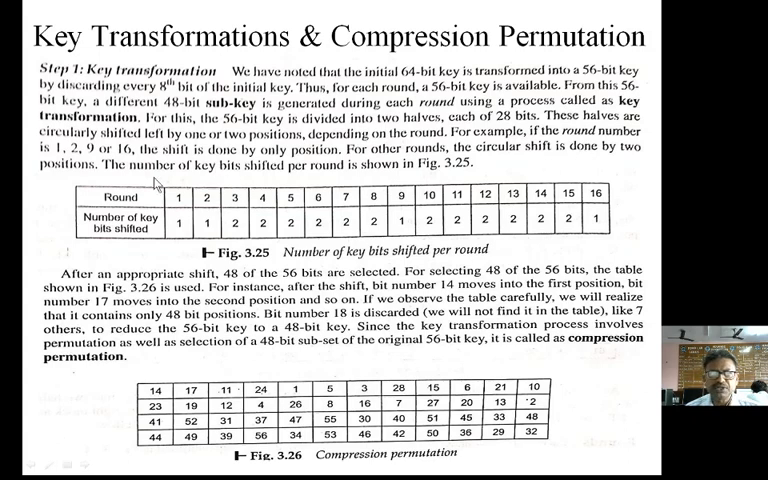For example, if it is round number 1, shifting is done by 1 bit. If it is round number 2, shifting is done by 1 bit. If it is round number 3, shifting is done by 2 bits. So for every round we will be generating different keys. Only round number 1, round number 2, round number 9 and round number 16 are those rounds in which we get only single bit shifting. For the rest of the rounds we shift 2 bits to the left.